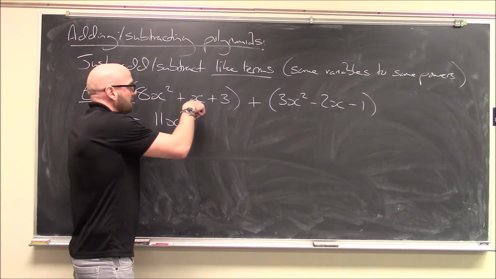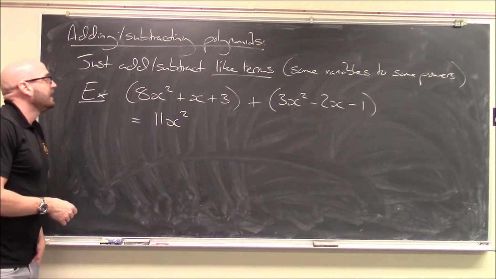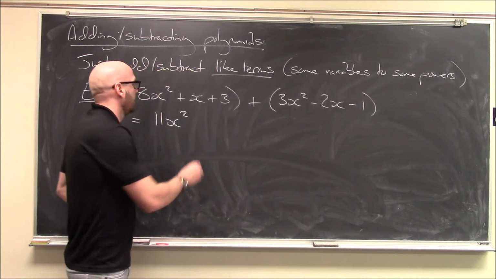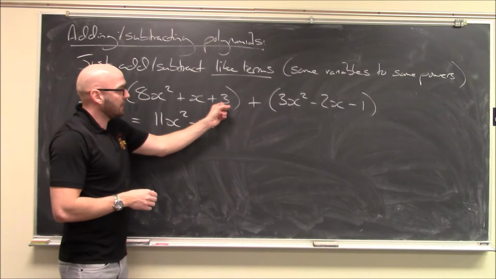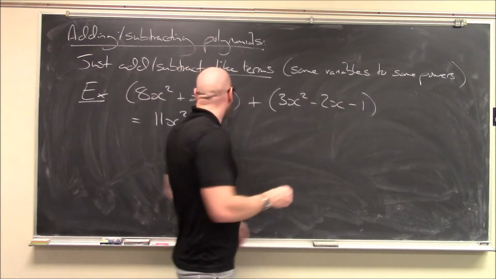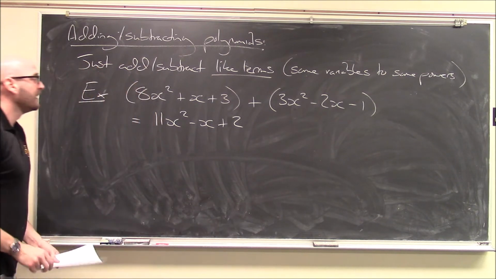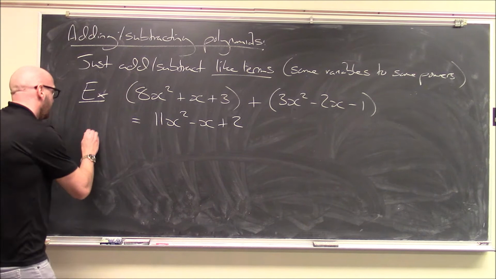What else do I have? I've got x minus 2x, so those are like terms. And 1x minus 2x is minus 1x, so that'll be minus x. And then lastly, my constants are like terms. 3 plus minus 1 is plus 2. Alright, so not much to addition of polynomials, let's just add the like terms together.